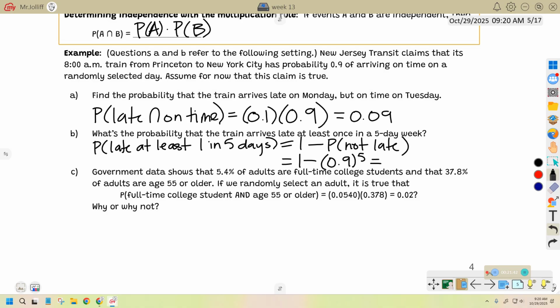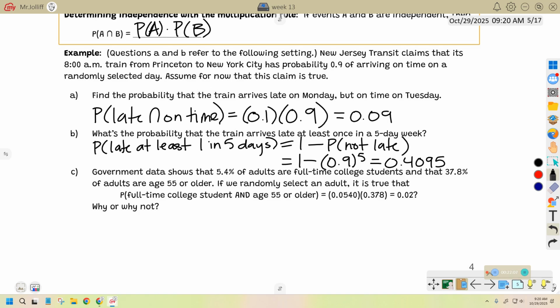And I get 0.40951. I'm going to round it to 4 decimal places because that's kind of my habit. Did I do that correctly?